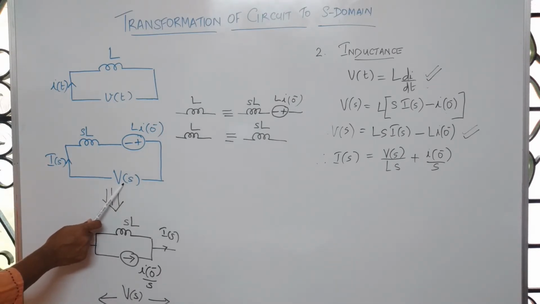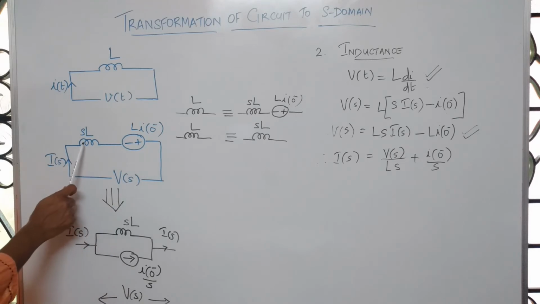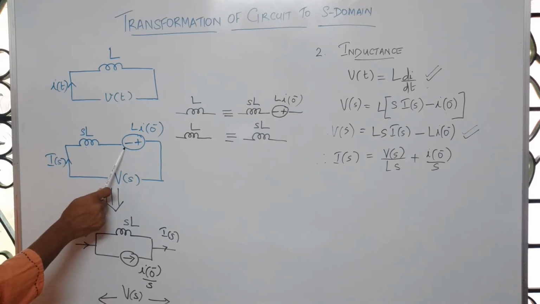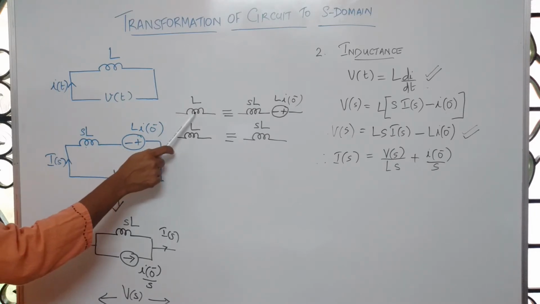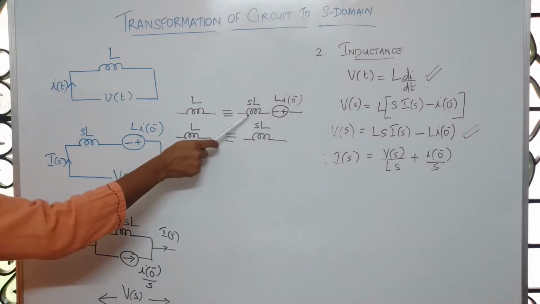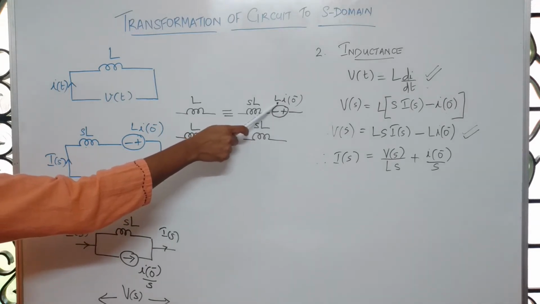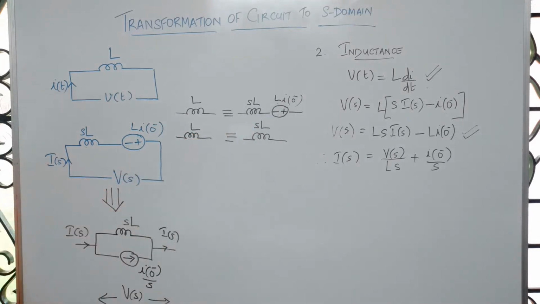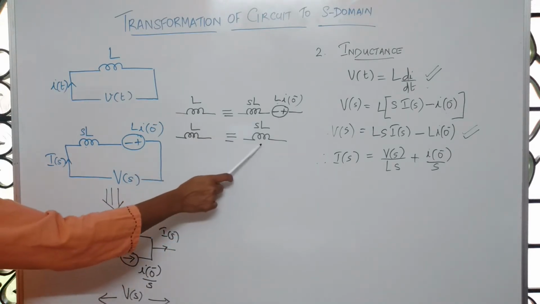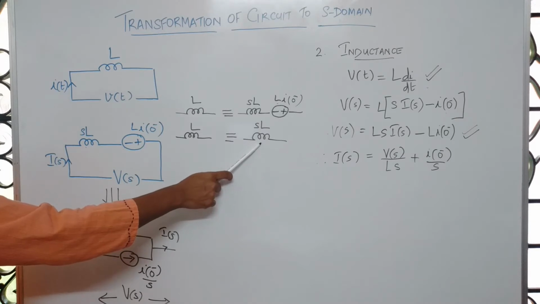A voltage V(s) is applied across an inductor in series with the voltage source. So in S domain, an inductor is represented by sL in series with a voltage source having value equal to L into i(0-). If there is no initial current present, then the inductor can be simply represented by s into L.